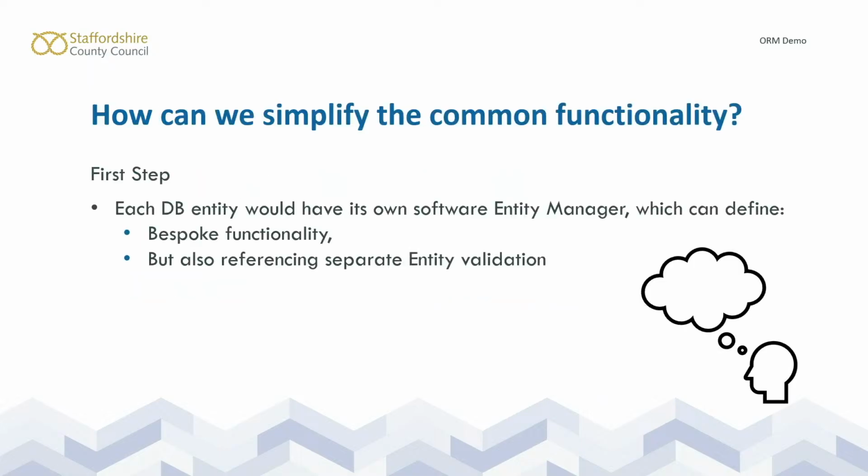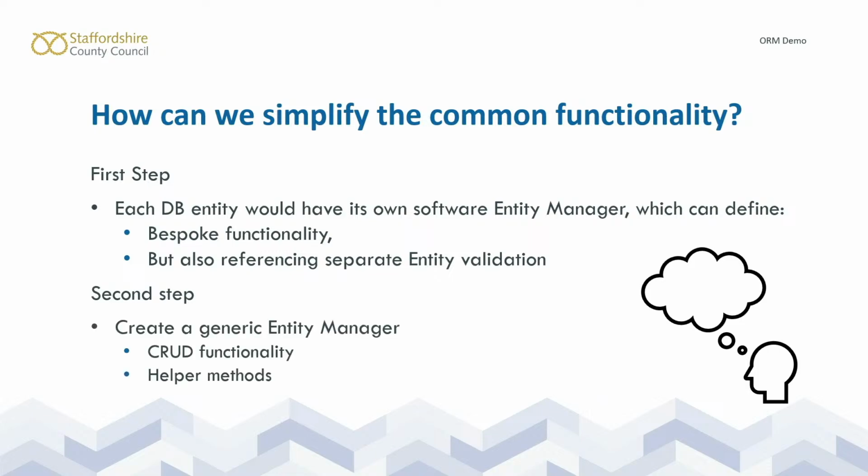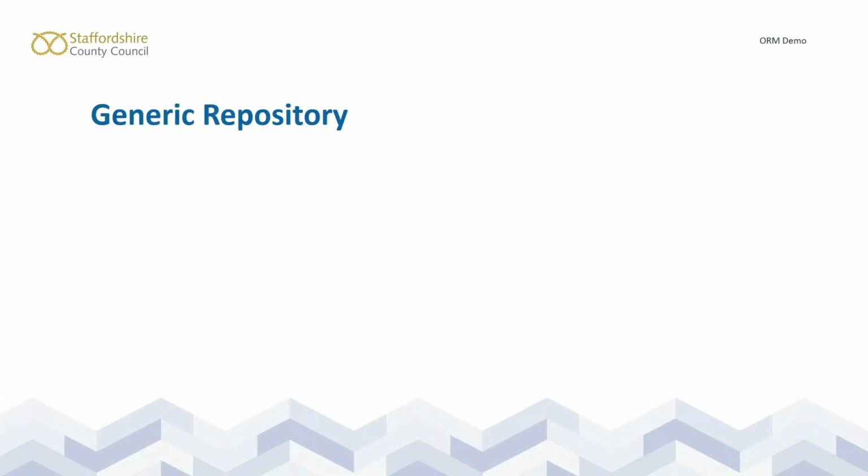First step is to separate each software entity, a software manager for each of those database entities. So every table will have a database manager, adding a bit of bespoke entity management, validation. The second step is to create a generic manager to store all the CRUD functionality along with some helper methods.